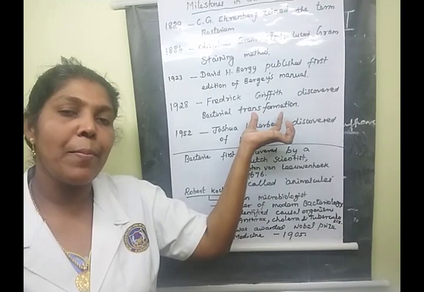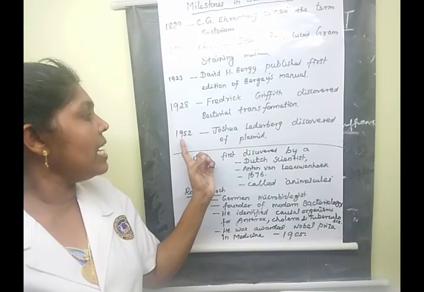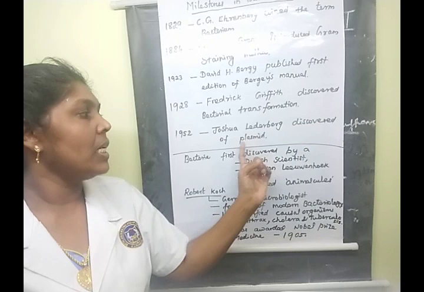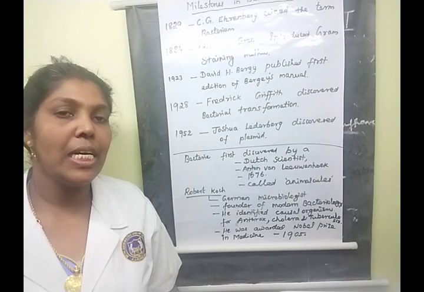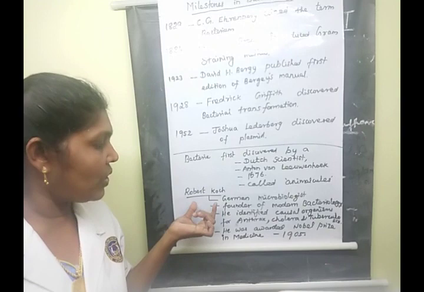Yes. Next one, 1952, Joshua Lederberg. This person discovered plasmids. Understood, children? Yes. Then the next one, also a one-word question.